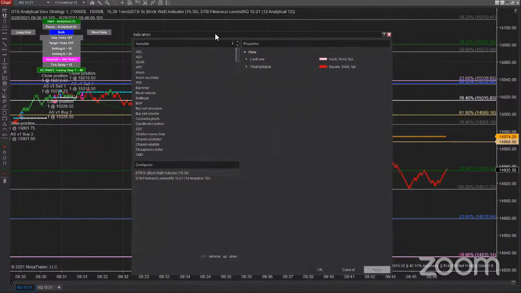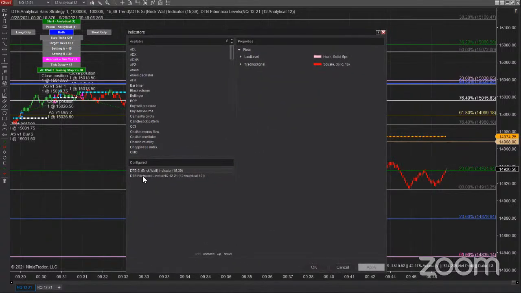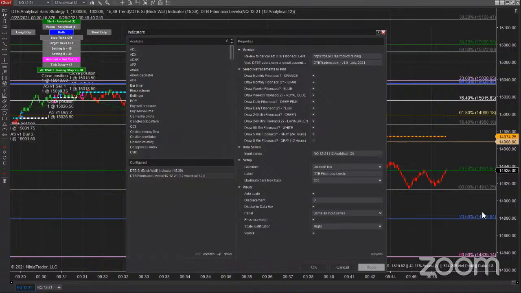So remember that 23.6 level is going to be the weekly Fibonacci level. So weekly Fibonacci. So that is that level over there.